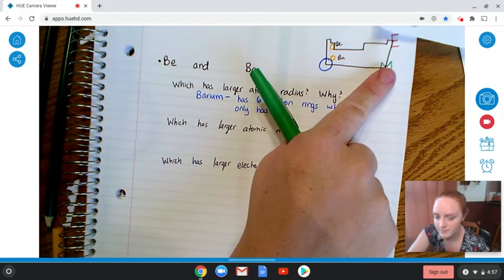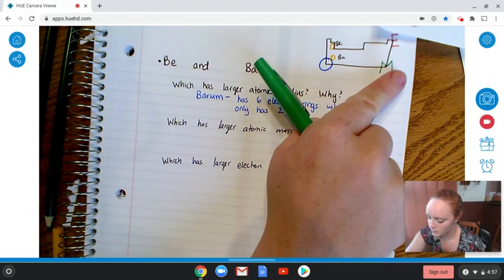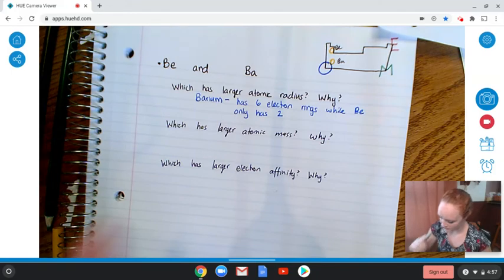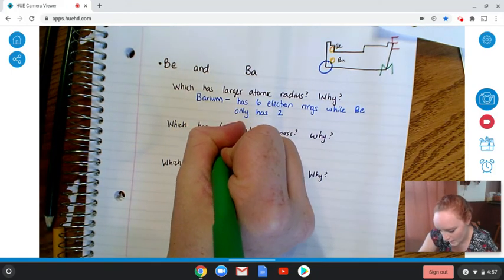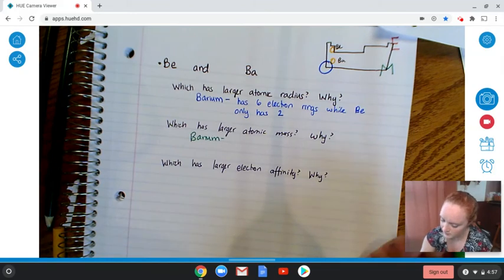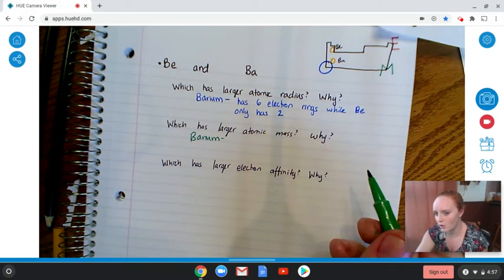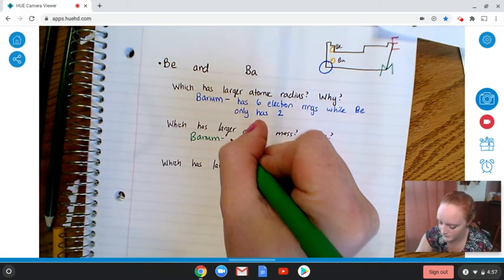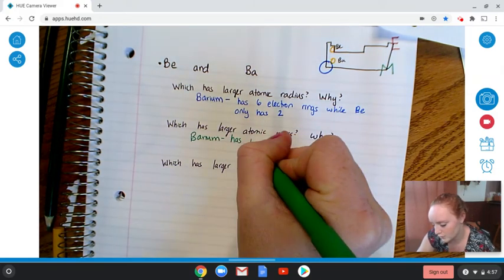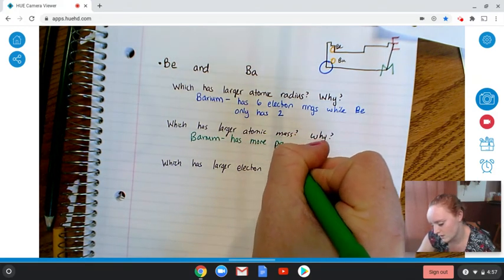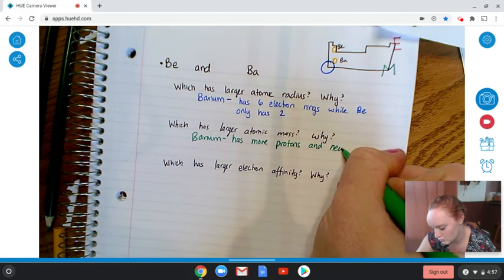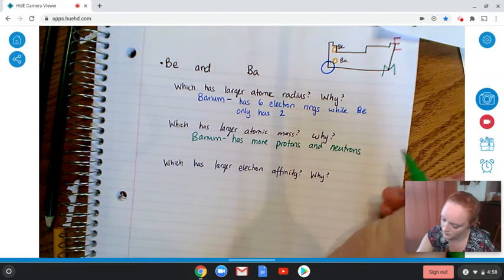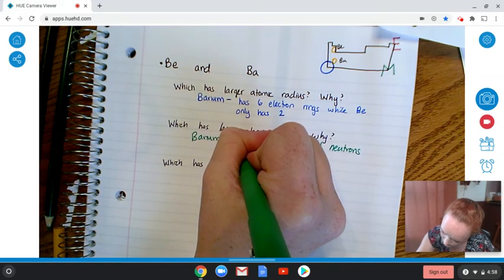But next one, which has the larger atomic mass and why? Beryllium and barium. My M is over here, lower. Barium is lower. So barium has the larger atomic mass. If you remember, atomic mass is always the same logic. So barium has more protons and neutrons than beryllium.